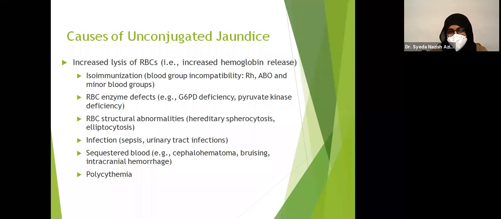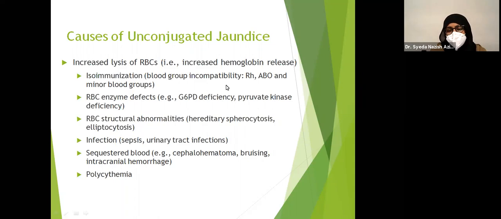So the first reason, or the commonest reason, a newborn may have pathologic unconjugated hyperbilirubinemia is due to increased lysis of RBCs. Most of the time, this increased lysis of RBCs is due to an immune-mediated degradation of RBCs. This immune-mediated degradation can be because of the blood group incompatibility between the mother and the newborn. It can be either Rh incompatibility or ABO incompatibility. In a very small proportion of units, it can be the incompatibility among the minor blood groups.